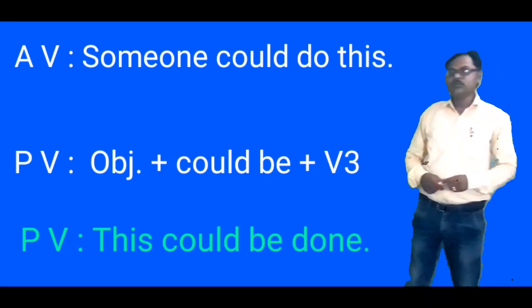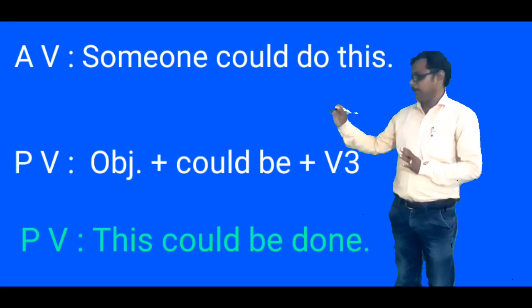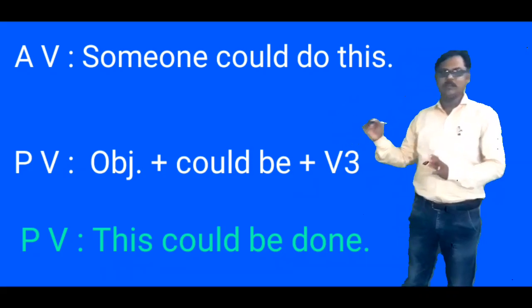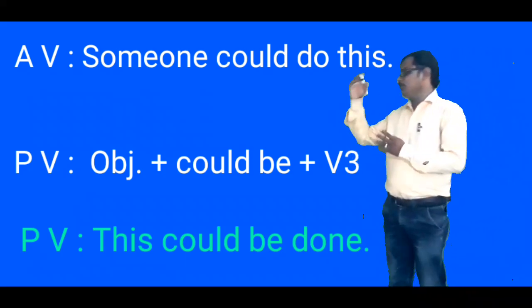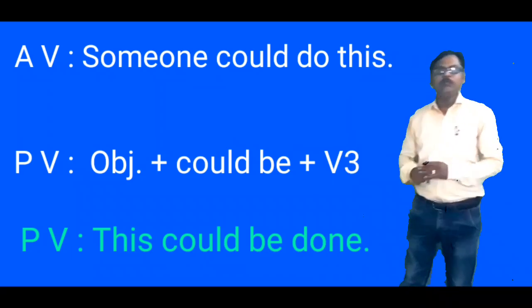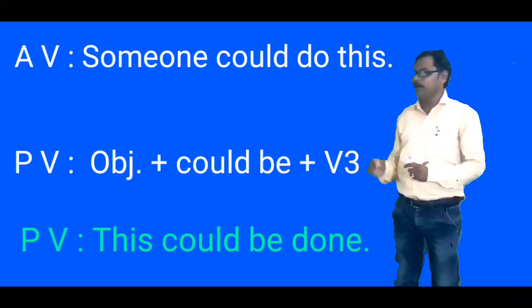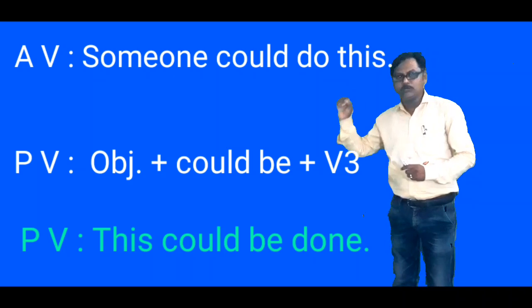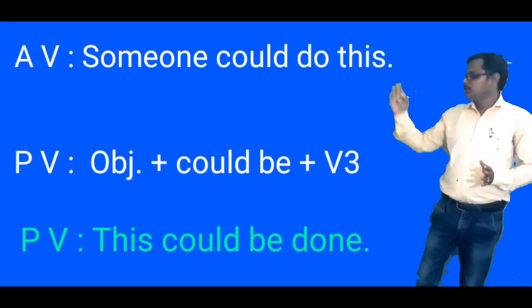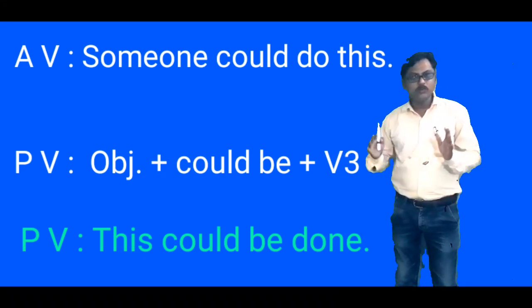So this is the active voice and this is the passive voice with modals, in these three examples. When a modal is used in the active voice and we change it into the passive construction, we only have to use be before the verb and the past participle of the verb. These are the uses of modals in the passive construction.